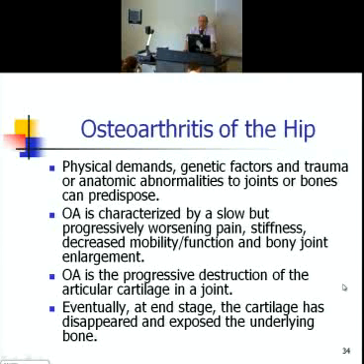Eventually, the joint is destroyed, and we stage osteoarthritis in a joint. Stage 4 would be the total wearing out of the joint. Stage 1 is there's some softening and these micro little fibrillations in the joint, and then stage 2 advances that a little more, and so does 3, until when you get to 3, you're starting to wear it out, and then stage 4, it's pretty much completely worn out.